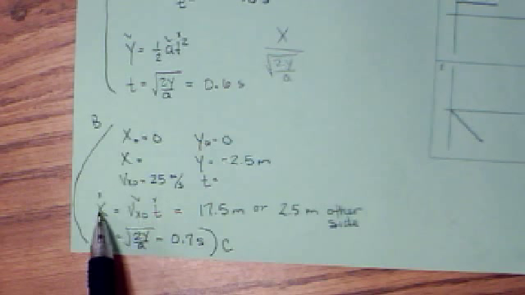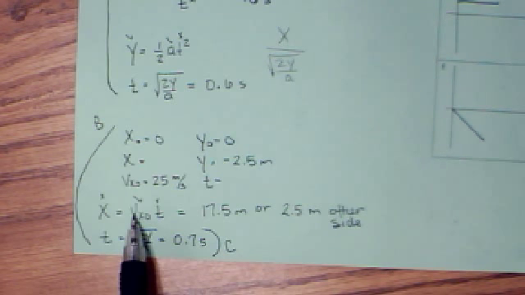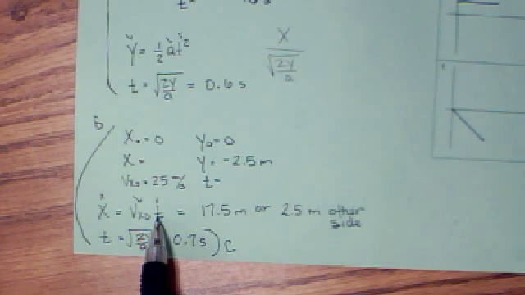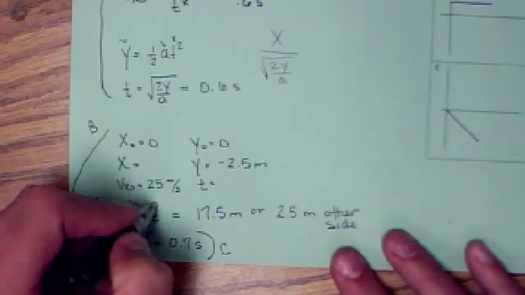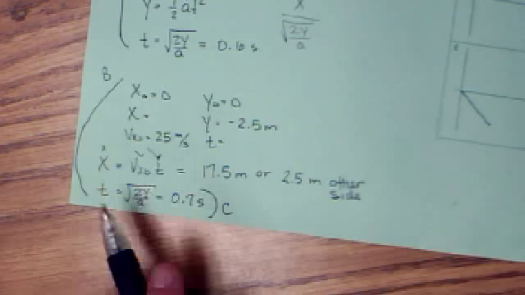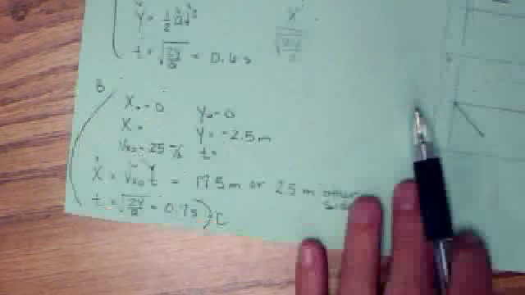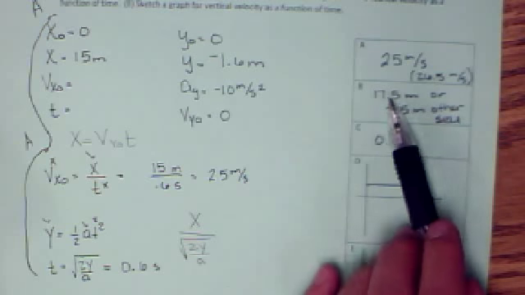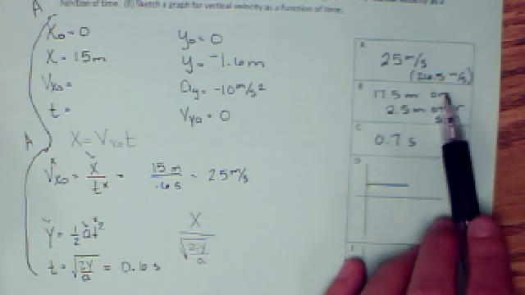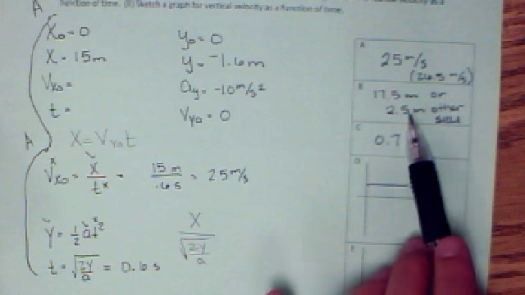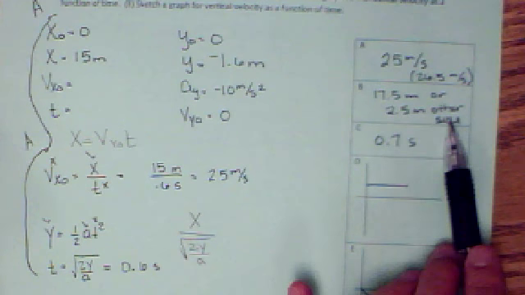Vy0 is 0, so I get about 0.7 seconds for my time. Now I'm looking for x, and x is equal to Vx0 times t. So now that I have my time, I can put a check mark here. My Vx0 times my t gives me about 17.5 meters, or 2.5 meters on the other side.